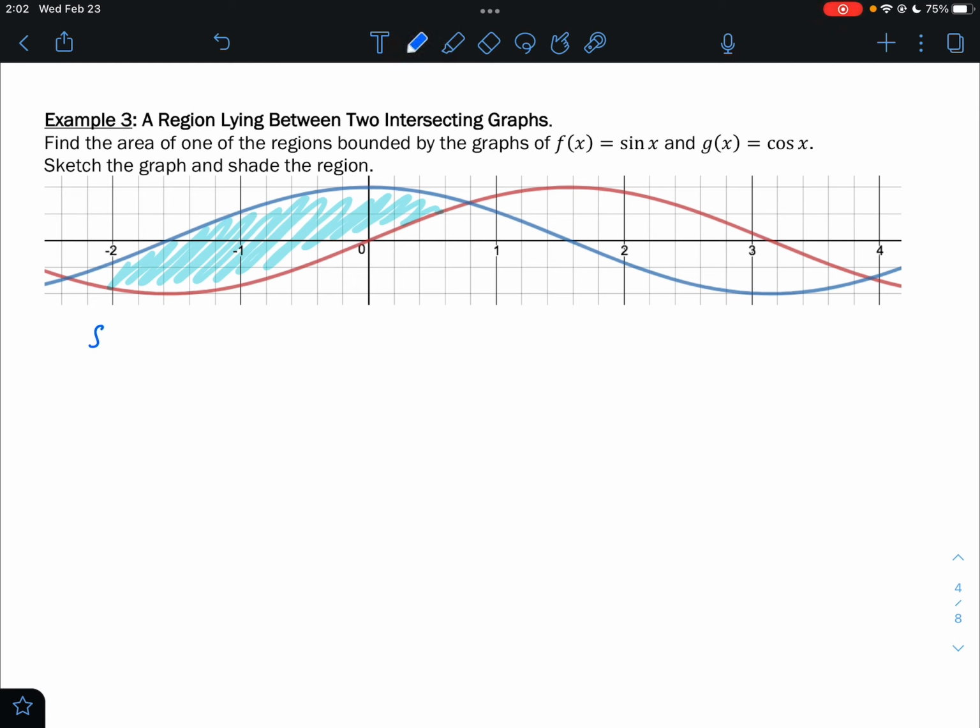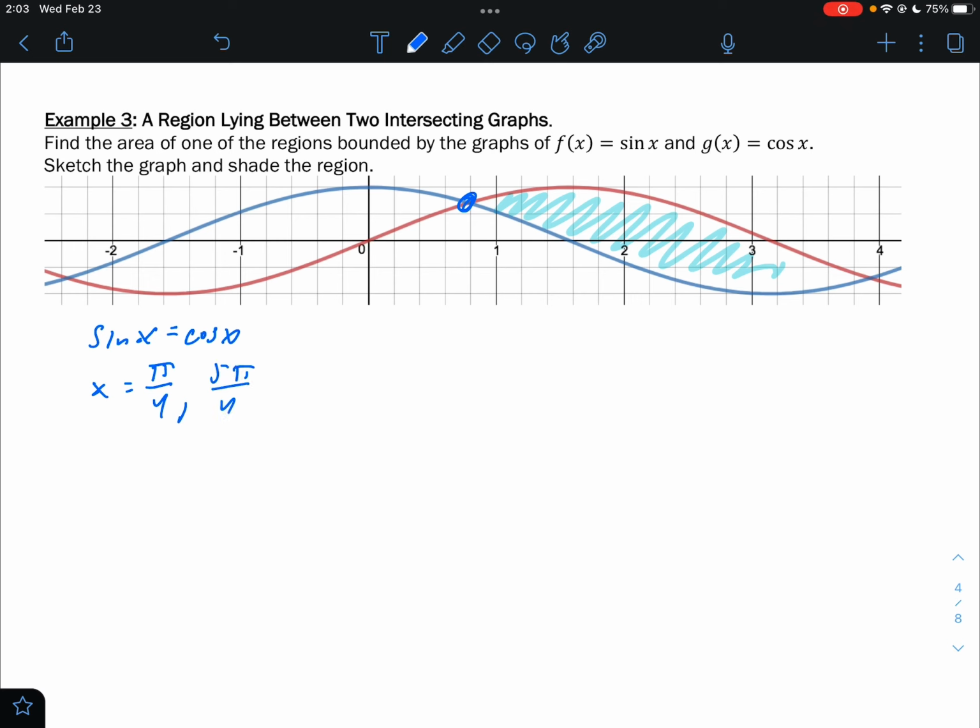First of all, our bounds are going to be where sine and cosine intersect. Sine and cosine are the same when x is equal to pi over 4. That would be that point right there. And maybe this is not the best region to do. Let's do this region over here so we can keep our bounds positive. They're also the same when x is 5 pi over 4. You could do the other one too, just we have a negative bound there, which can be confusing sometimes.